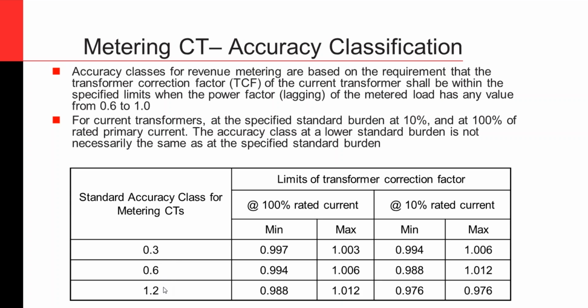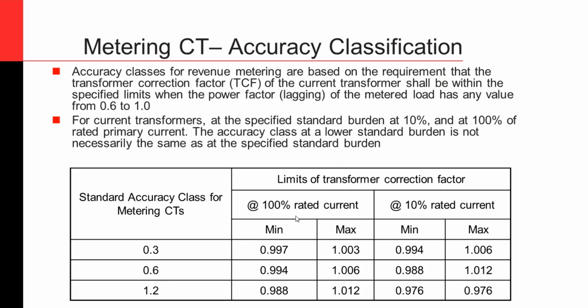So if you see here, for the standard accuracy class of a metering type CT, say 0.3, at 100% rated current on the primary side, your secondary side measurement should not deviate more than 0.997, or in other words, 1 plus or minus 0.3% of the rated value. And at 10% of the rated current, you can have up to plus or minus 0.6%.